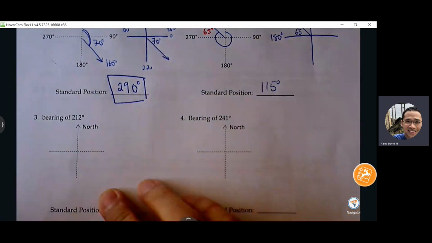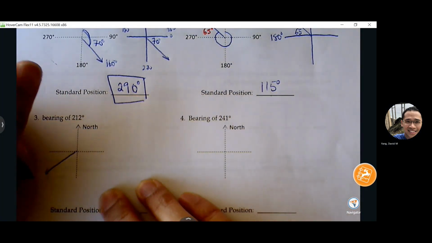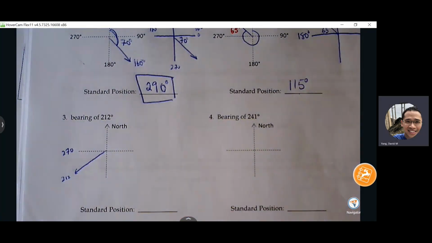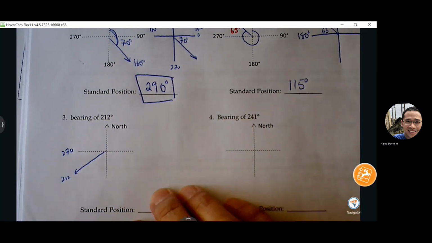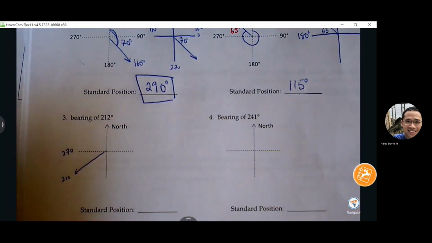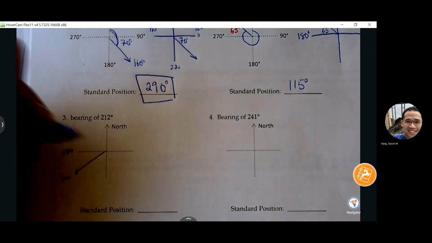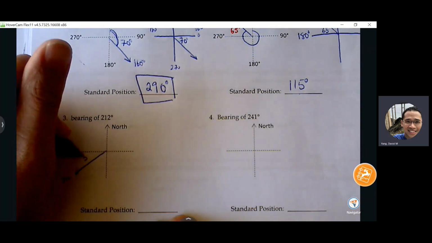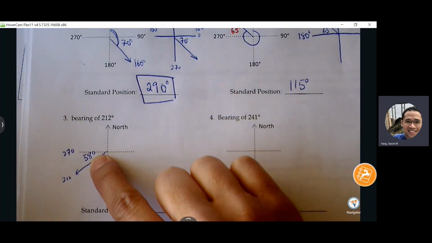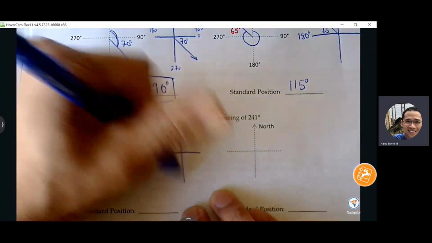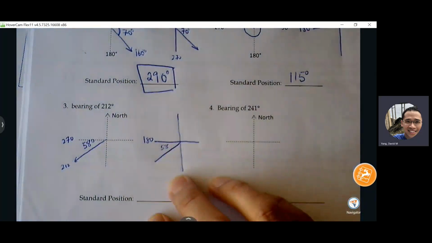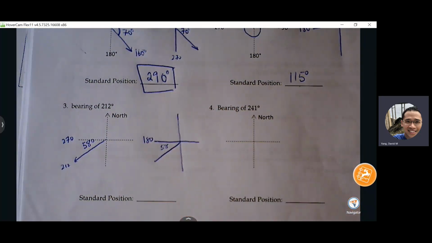Okay, which quadrant is this going to end up being? Third. 270 minus 212 is what? 58. Yeah, 58. Okay, so once you get that reference angle, then that helps. Put 58 and 180, and that will help you get to that standard position measure, right? 180 plus 58.